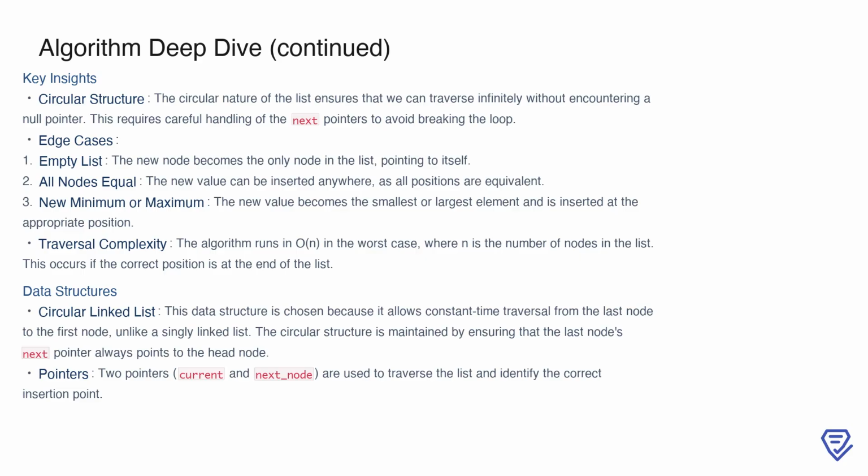Regarding complexity, the traversal runs in O(n) time in the worst case, where n is the number of nodes in the list. This occurs if the correct position is at the end of the list. The circular linked list is particularly useful here because it allows constant time traversal from the last node back to the first. Using two pointers, current and next_node, ensures that we can efficiently identify the correct insertion point.